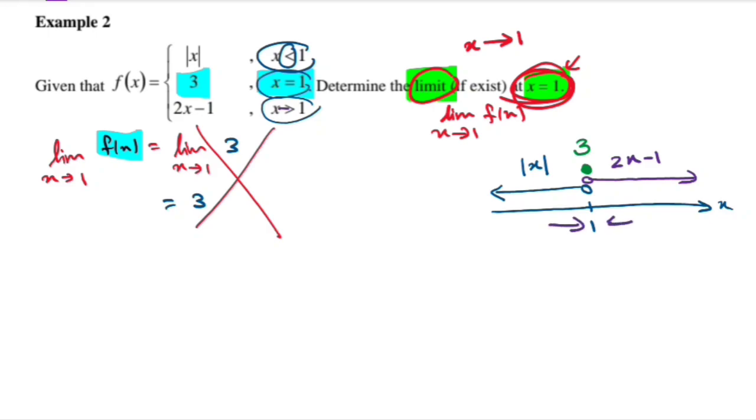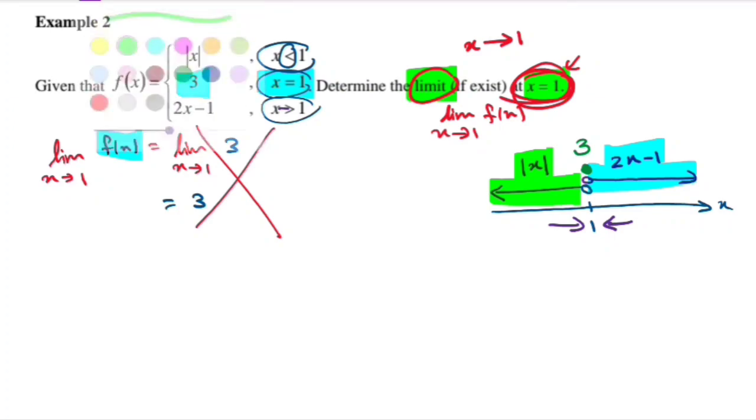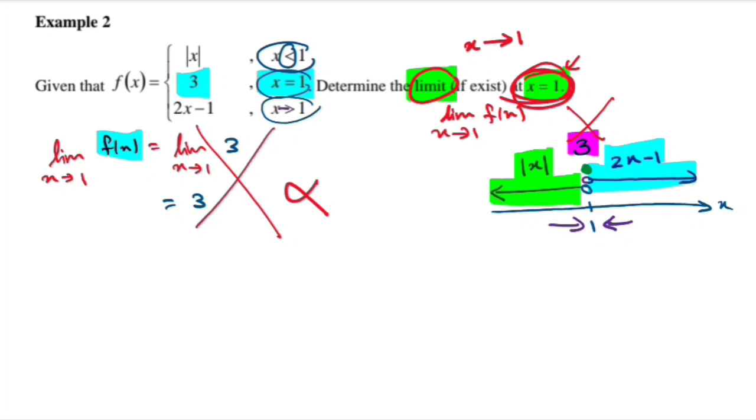It's because for limits, we have to look at the functions approaching from the left of 1 and also from the right of 1. As you can see, from the left of 1, the function is modulus x. And from the right of 1, the function is 2x minus 1. So it's not even the function 3 here. So if you write 3 and that's your final answer, then that's wrong. Remember, limit is whenever x is approaching that value, not the value exactly at that x, okay?